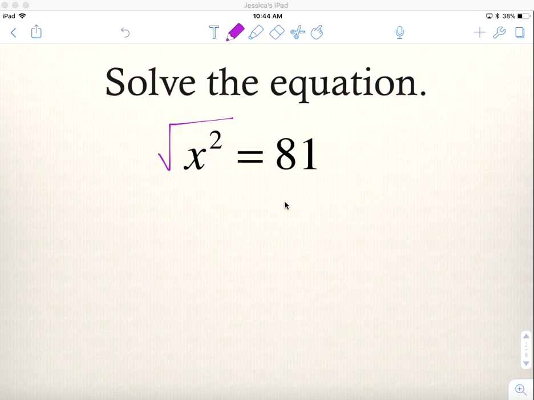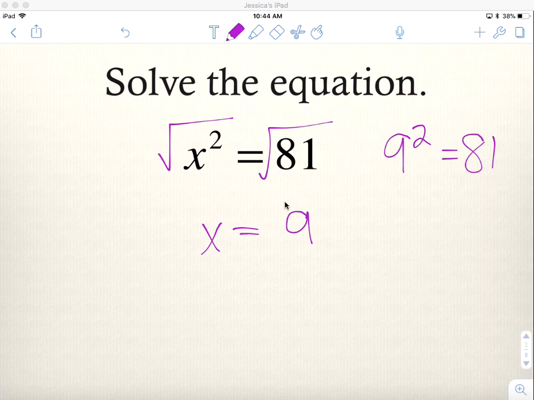So if you square root the left side, you also have to square root the right side to keep it even. The square root of 81 is 9. So we know x equals 9, but we're actually going to add one more thing to our answer. 9 squared equals 81, but there's also another number squared that will equal 81, and that's negative 9. Negative 9 times negative 9 is positive 81.